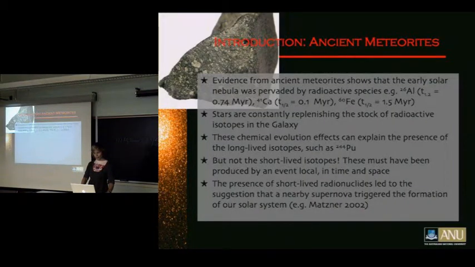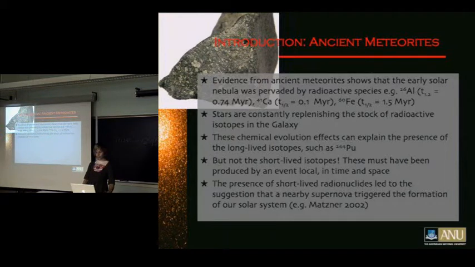So what sort of radioactivities do we find? Well, we find a whole lot with varying half-lives. This is an example of some short-lived isotopes, including aluminum-26, calcium-41 and iron-60. These have half-lives from 0.1 megayears up to 1.5. I'll show a table of some of the isotopes found in different meteorites in the next slide.